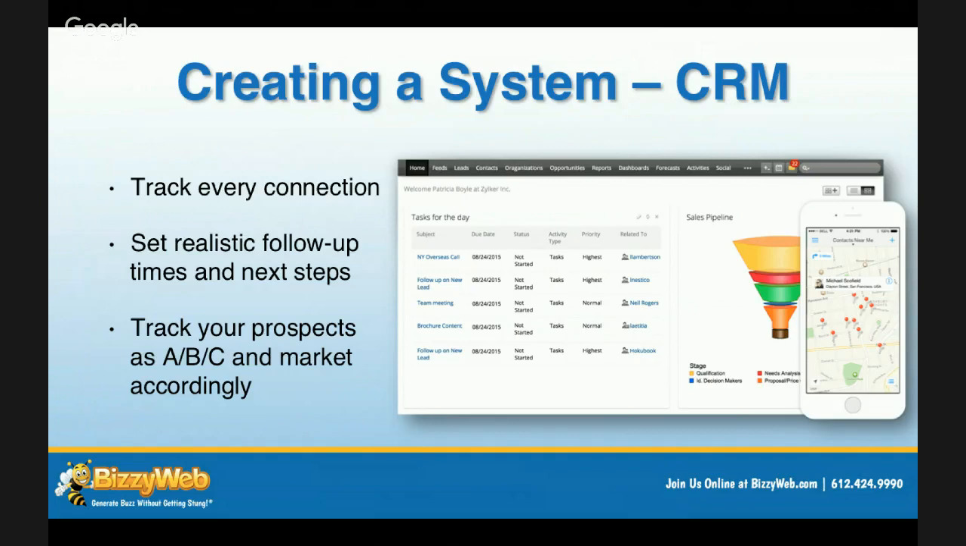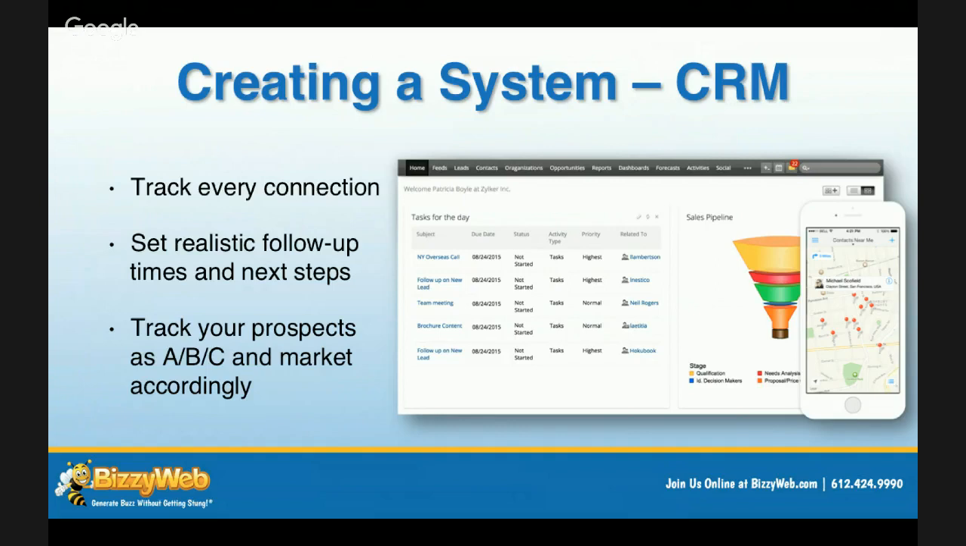BizzyWeb, for example, uses a tool called Zoho CRM, and our CRM system automatically generates reminders and connections. We enter in everything that we talk to out of anyone that we connect with into our CRM system. And then once you track every connection and set realistic follow-up steps for those opportunities or those conversion ideals, you can track those prospects as A, B, or C as to the likelihood of them turning into a new client, and you can market accordingly.